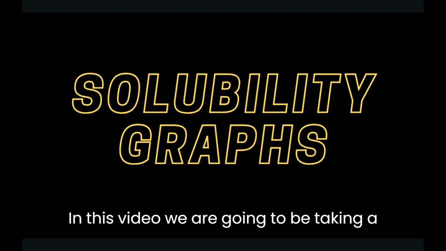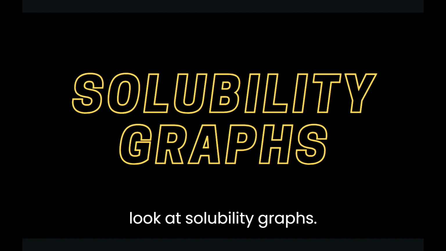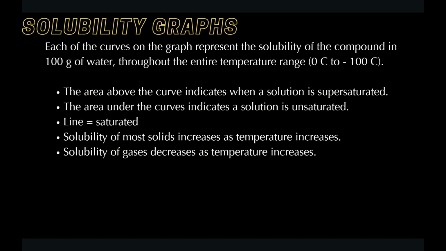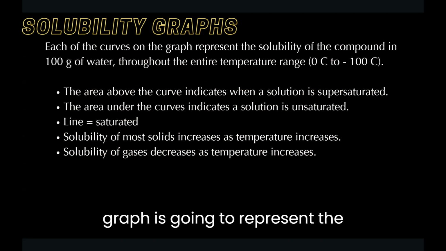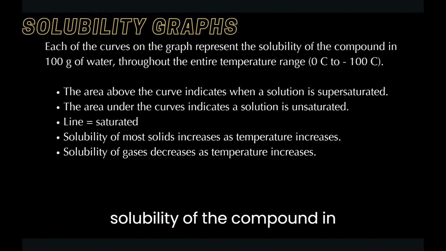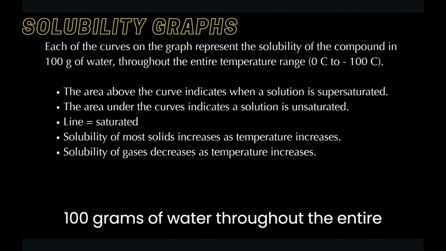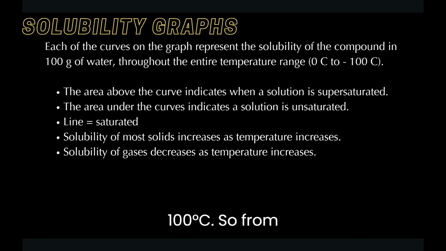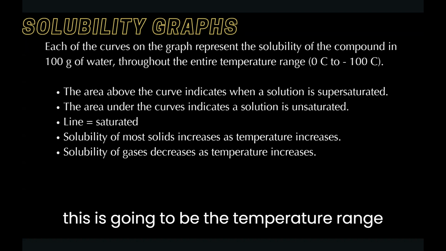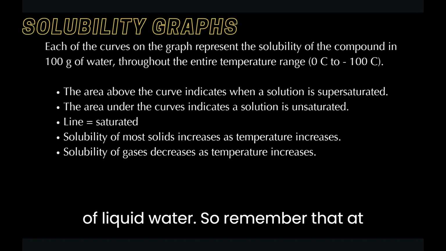In this video, we are going to be taking a look at solubility graphs. All right, so each of the curves on the graph is going to represent the solubility of the compound in 100 grams of water throughout the entire temperature range of 0 degrees Celsius to 100 degrees Celsius. So from 0 degrees Celsius to 100 degrees Celsius, this is going to be the temperature range of liquid water.